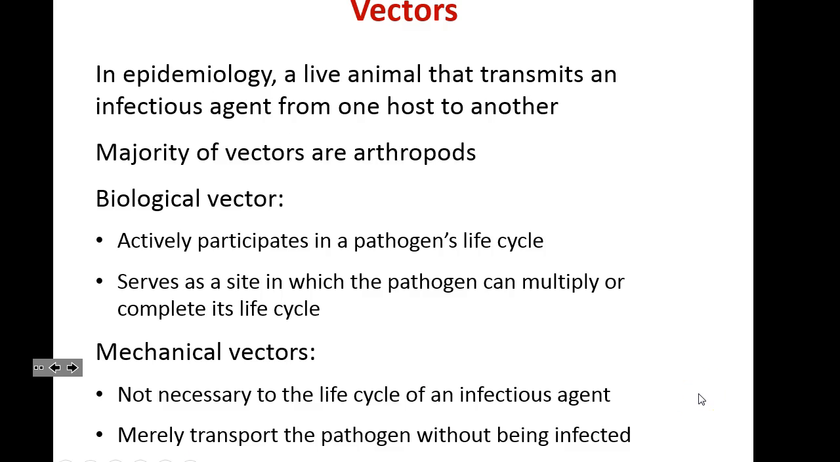Vectors. In epidemiology, a live animal that transmits an infectious agent from one host to another. The majority of vectors are arthropods. A biological vector actively participates in a pathogen's life cycle. It serves as a site in which the pathogen can multiply or complete its life cycle. Then we have mechanical vectors, which are not necessary to the life cycle of an infectious agent. They merely transport the pathogen without being infected.